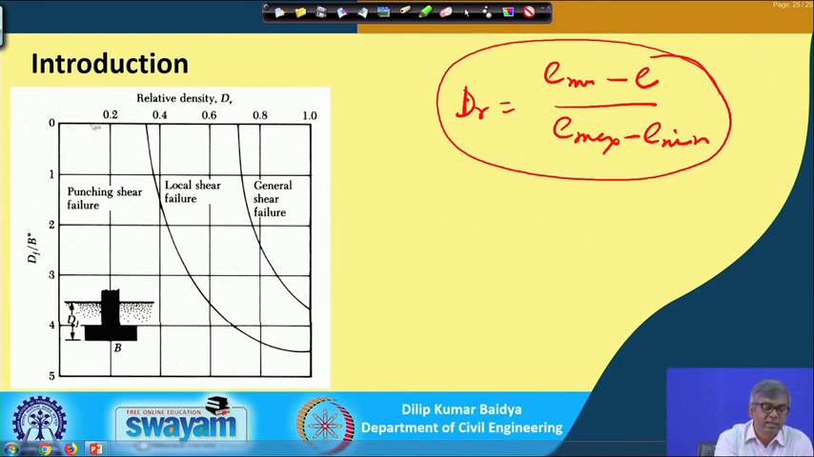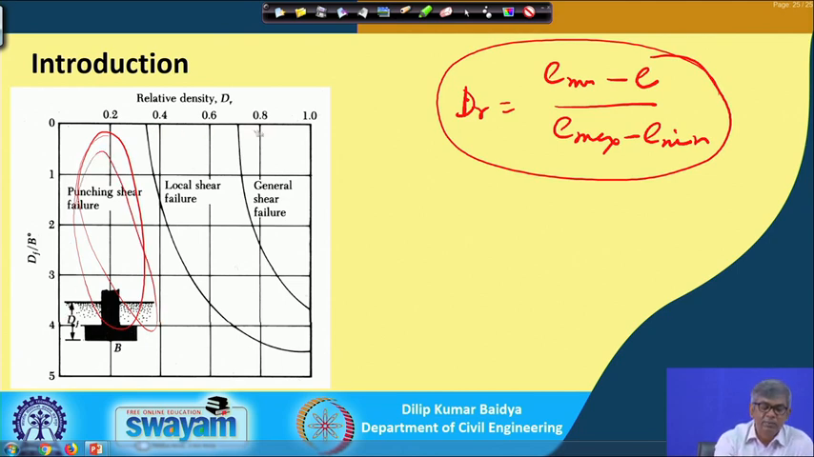And you can see relative density plotted on this axis: 0.2, 0.4, 0.6, 0.8, which means 20%, 40%, 60%, 80%, 100%, and on this side Df by B. You can see that if the soil relative density is less than 30%, it is expected that punching shear will occur, because the entire zone is punching shear.